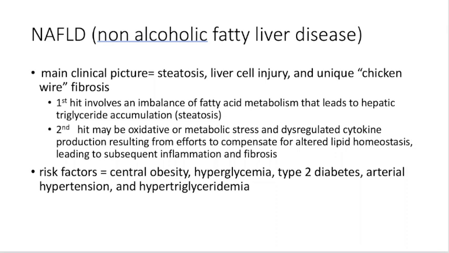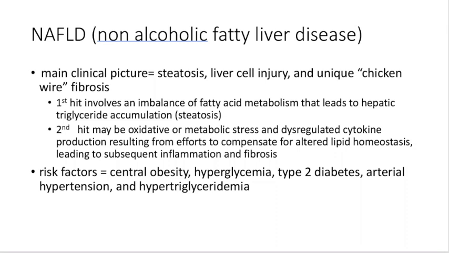They believe it's a two-hit phenomenon, which is that we have an imbalance of fatty acid metabolism that leads to that hepatic triglyceride accumulation. And then the second hit is that we have oxidative and metabolic stress, dysregulated cytokine production, and being unable to compensate for altered lipid homeostasis.